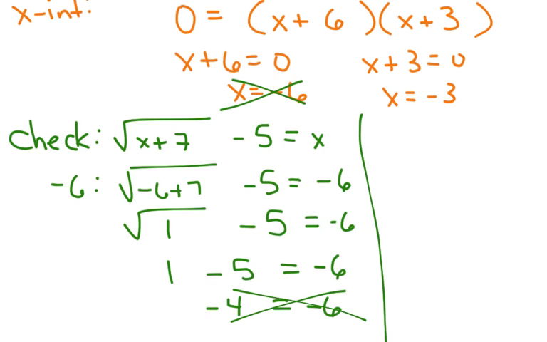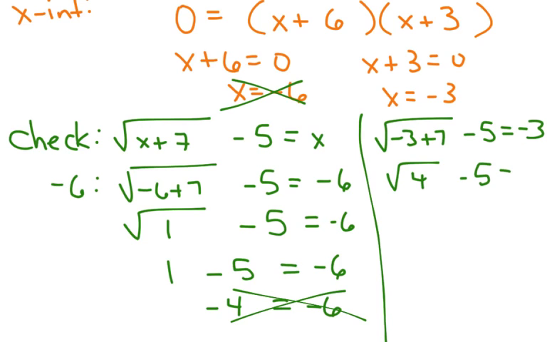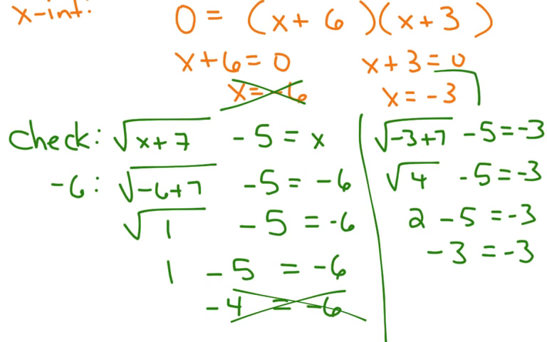So now I'm going to go back and check the other answer, which is negative 3. The square root of negative 3 plus 7 minus 5 equals negative 3. So the square root of 4 minus 5 equals negative 3. 2 minus 5 equals negative 3. Negative 3 equals negative 3. Well, that's a true statement. Therefore, negative 3 must be the only solution.